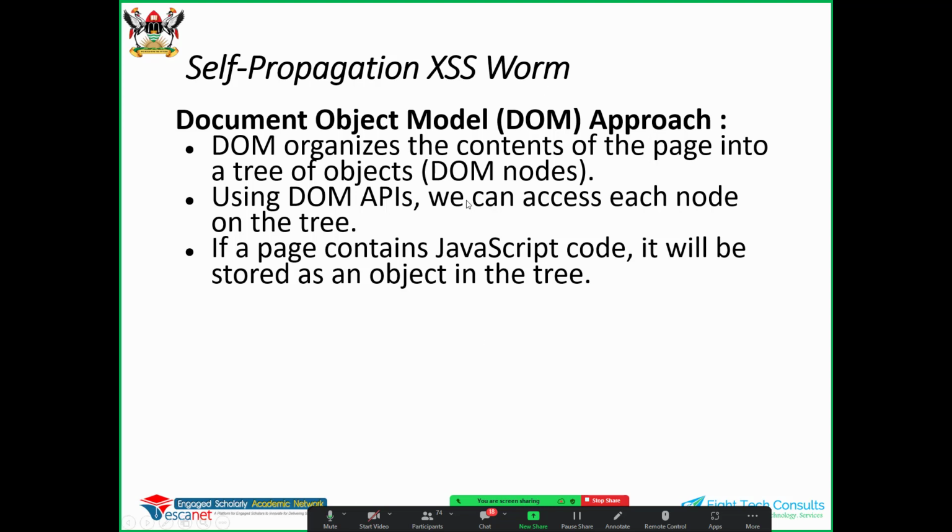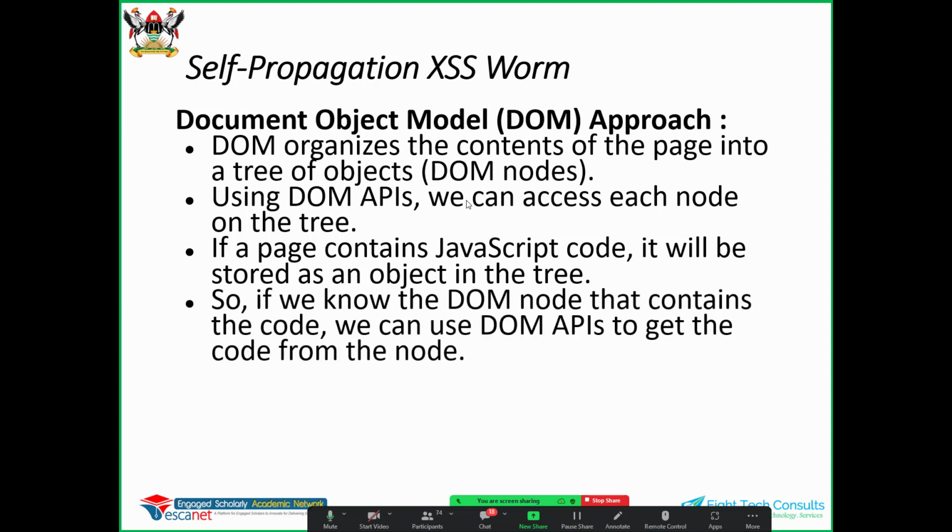If we're able to use the DOM, we can access each node, and that's how we write CSS. We can target any kind of node using the DOM APIs. If a page contains JavaScript, it will be stored as an object tree. So the DOM node can contain the code. We can use the DOM node API to get the code from the node. If you write JavaScript, you can access an attribute that is inside the HTML element. You can as well change it using JavaScript.